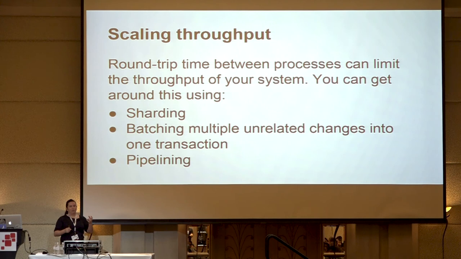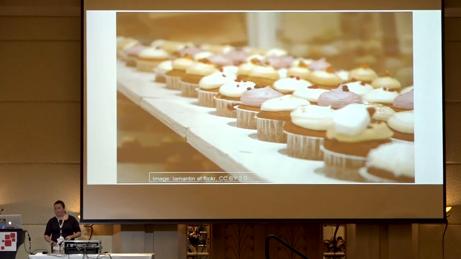You can also batch multiple changes into the same transaction and then apply it as a set, as long as they're not related. So if you were modifying the same piece of data multiple times in each transaction, the ordering would not be clear. And you can use pipelining. So you can start the next transaction before the previous one has finished, in the same way that we pipeline TCP over a slow wire. So those are some optimizations that we can use to make our throughput better. But you have to think about this ahead of time when you're designing your system. So, batching and pipelining.